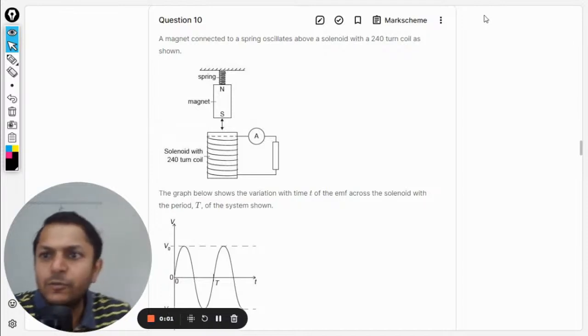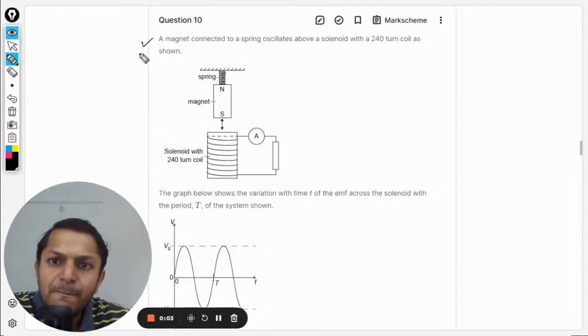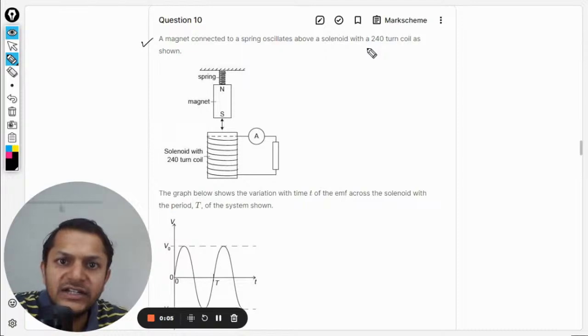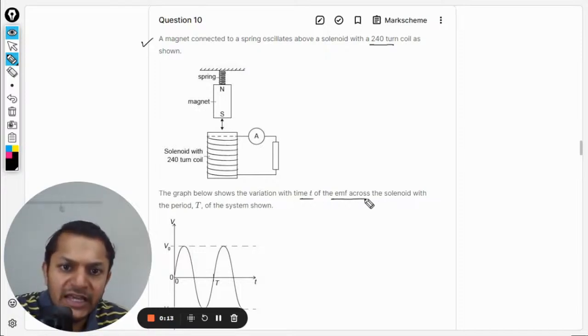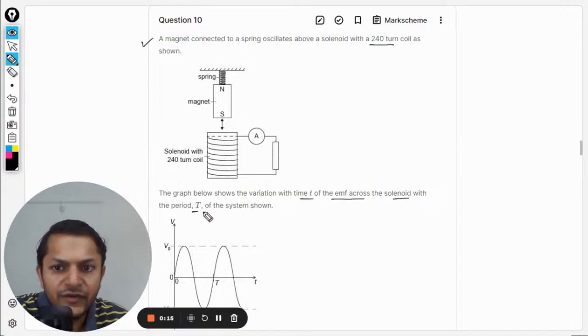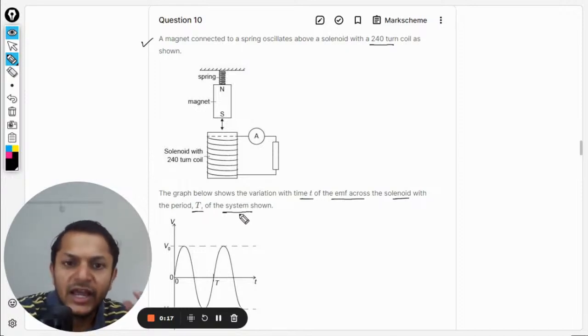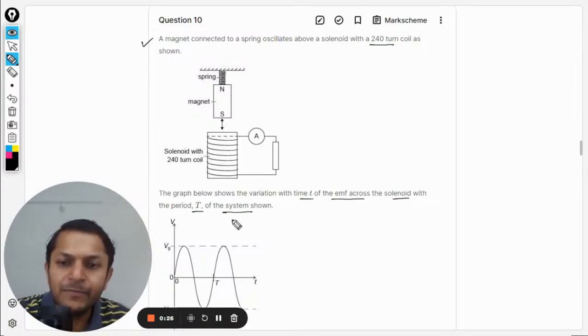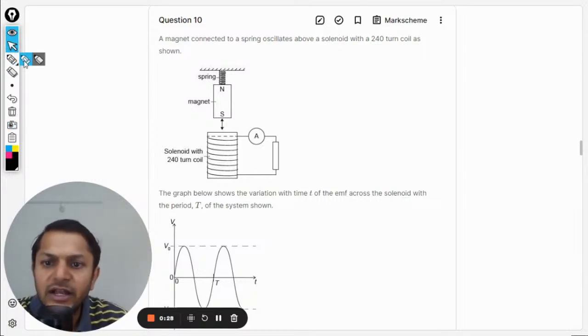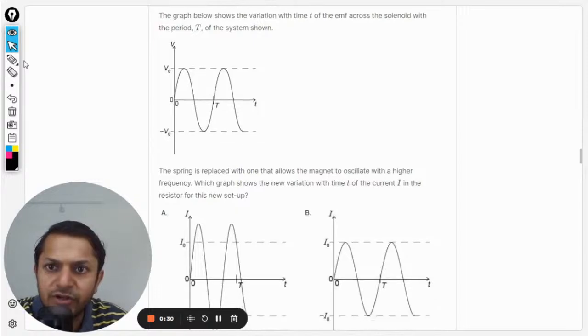Dear students, let us see what is there in this question now. A magnet connected to a spring oscillates above a solenoid with a 240-turn coil as shown. The graph below shows the variation with time t of the EMF across the solenoid, with the time period T of the system shown. It means that the graph is already talking about the induced EMF. So we are no longer talking about what the induced EMF is, what the formulations are and all that. So the graph is already given. Okay, let us see what the question is now.